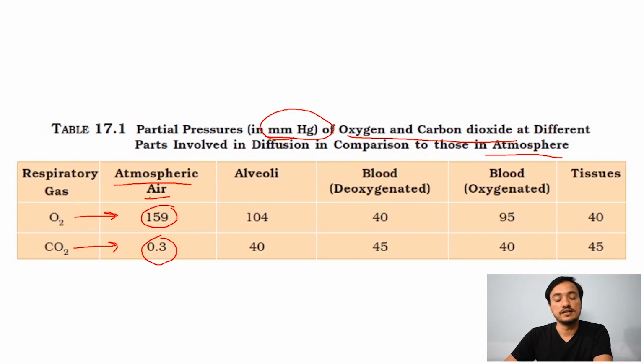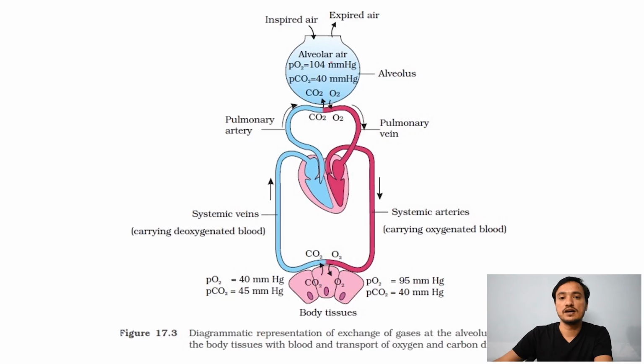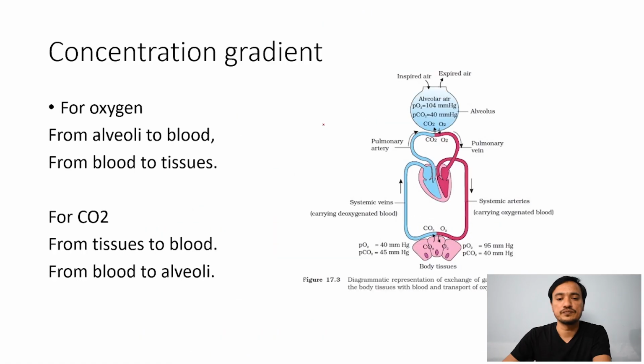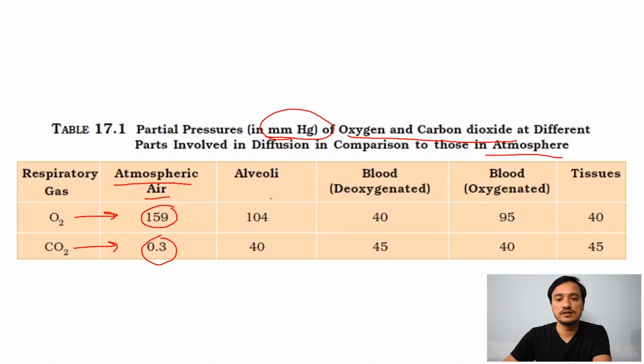Then this air comes to the alveoli. You can see in this figure, this is the alveolar layer, the alveolar air. PO2 is 104 and PCO2 is 40. CO2 is lesser in the alveolar air, 104 and 40. These are the values of PO2 and PCO2 in the alveoli.